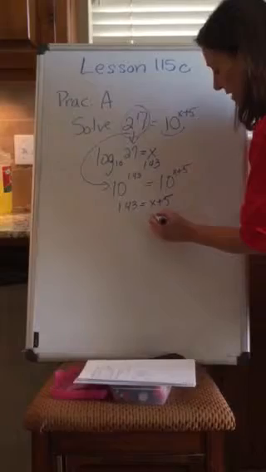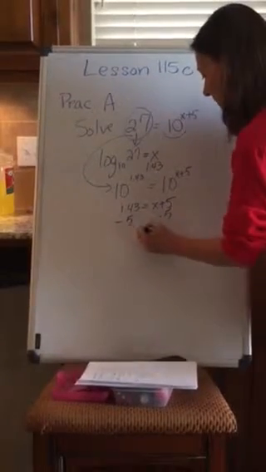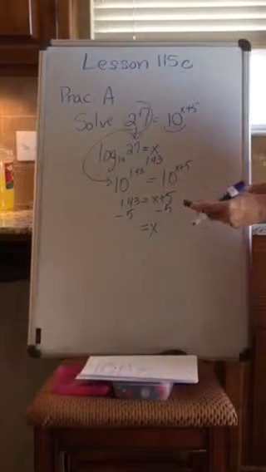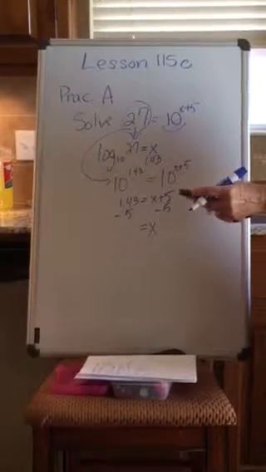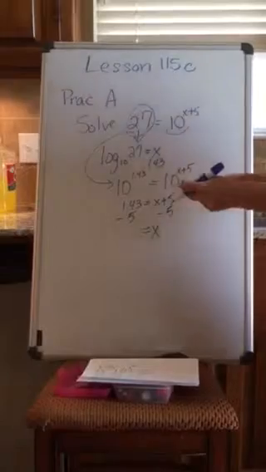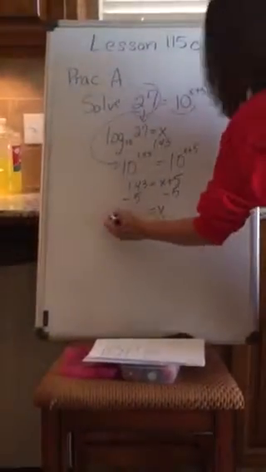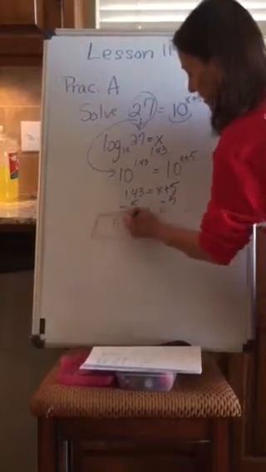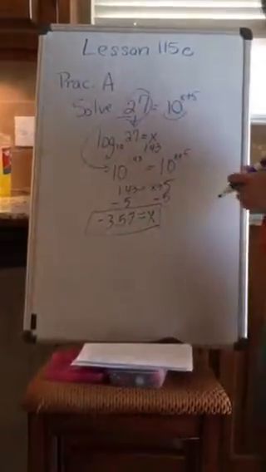What do I do? I subtract my 5 on both sides. x equals 1.43 minus 5, which is negative 3.57. That's what x equals.